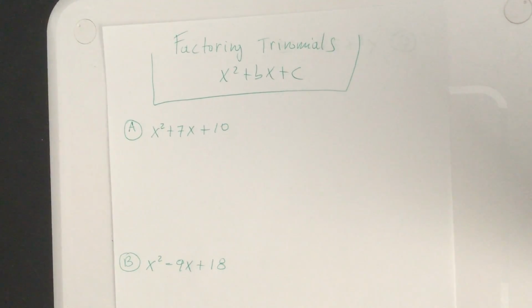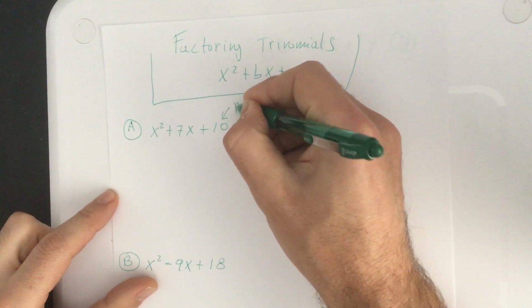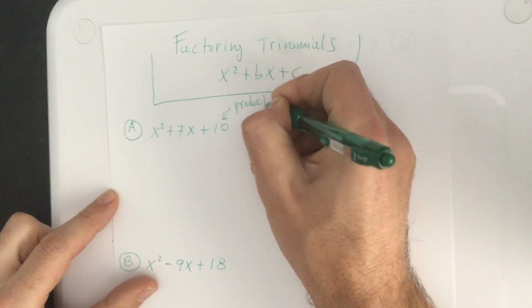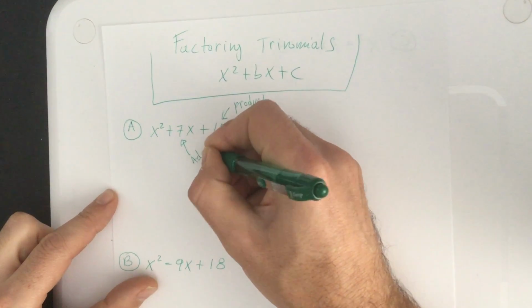Okay, this tutorial is about factoring trinomials in the form of x squared plus bx plus c. When you have a trinomial and you factor it, you're going to have two binomials multiplying together. So I'm going to show you the diamond method. In this case, this number over here is what we call the product, and this number over here is what we call the addition, or the summation.